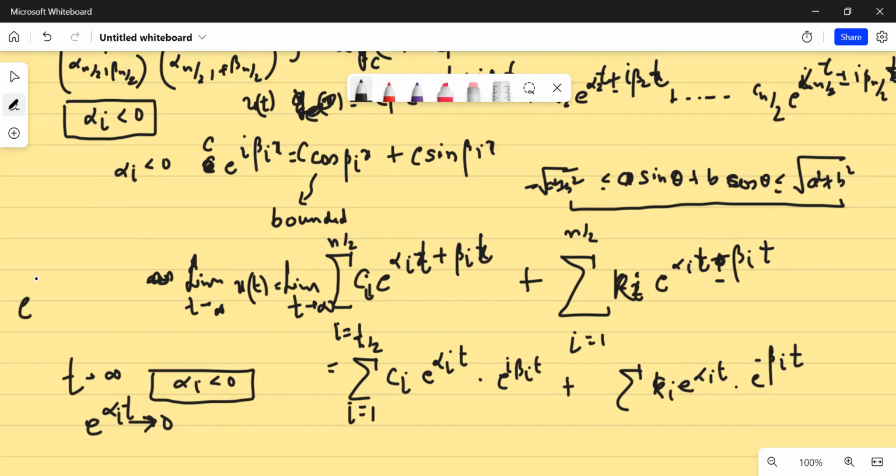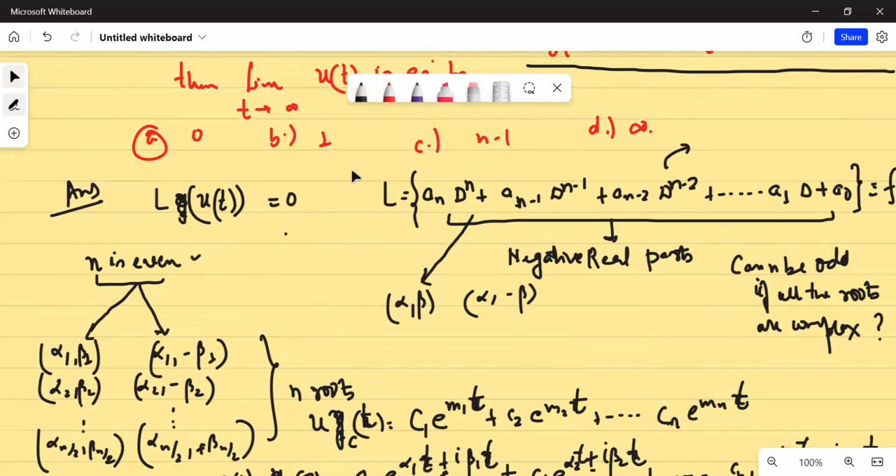e^(iβ_i t) is a bounded function, so it is not going to vary much. It is still going to be some bounded number only. It is going to be some bounded number multiplied with 0, so overall, what will the answer be? 0. Is that clear or is that not clear?